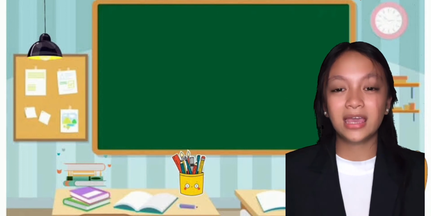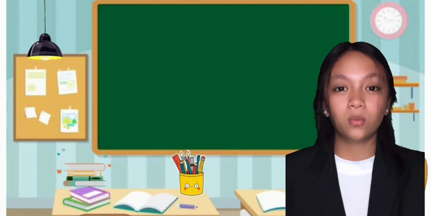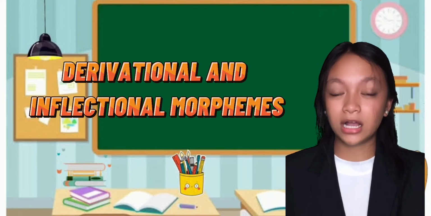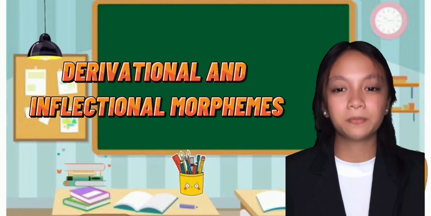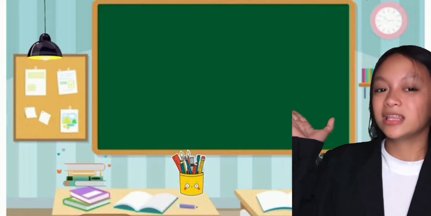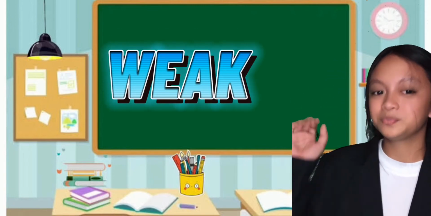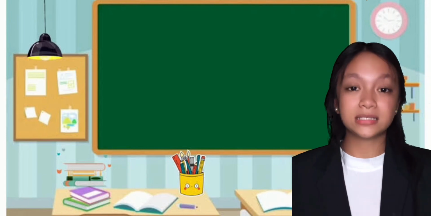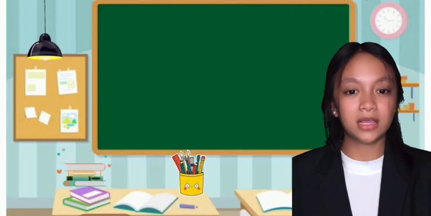The topic that Ma'am Paularis assigned to me is all about free and bound morphemes. And this topic has one subtopic, derivational and inflectional morphemes. There are two types of morphemes, the free morphemes and bound morphemes. Free morphemes can stand alone with a specific meaning. For example, eat, date, week. Bound morphemes cannot stand alone with meaning.